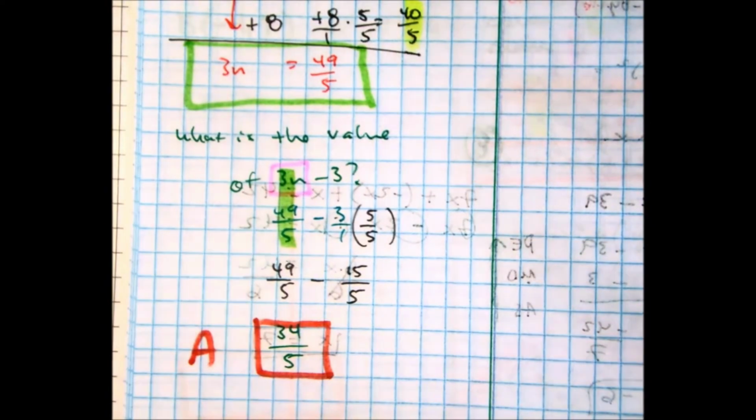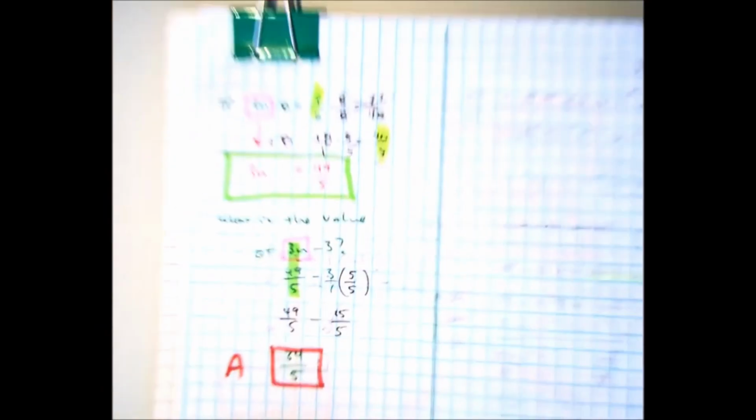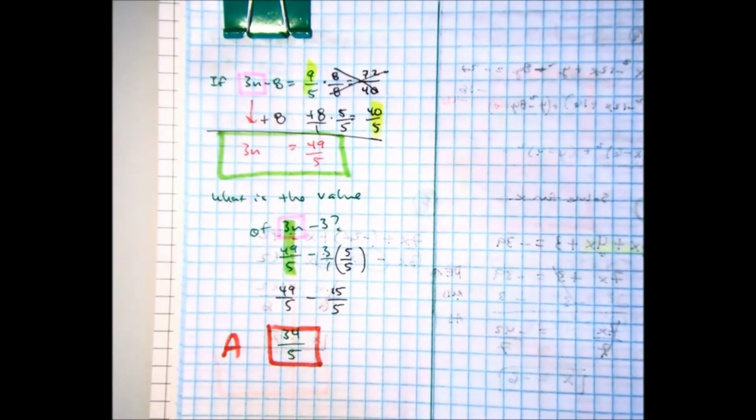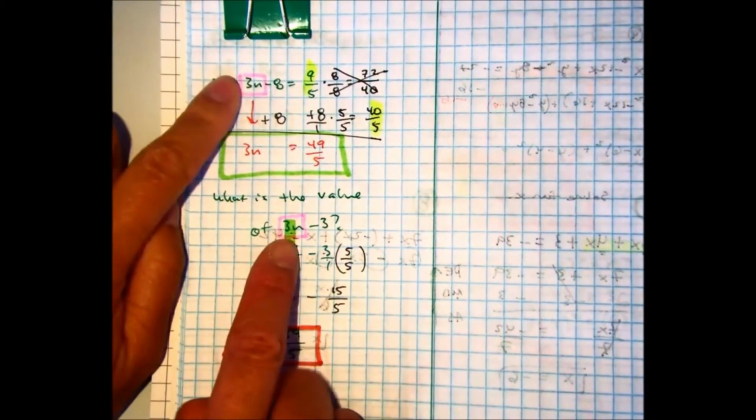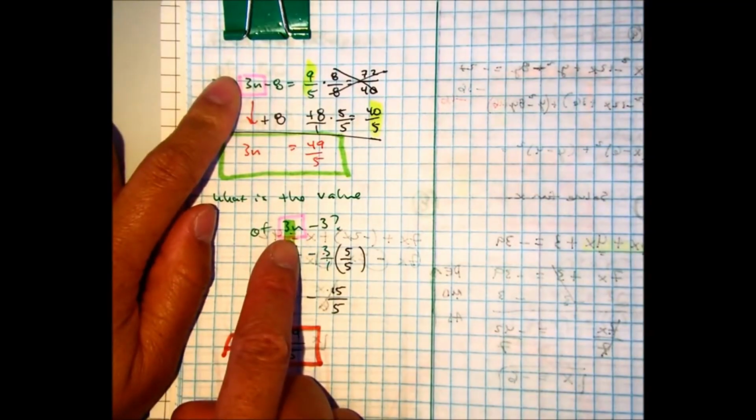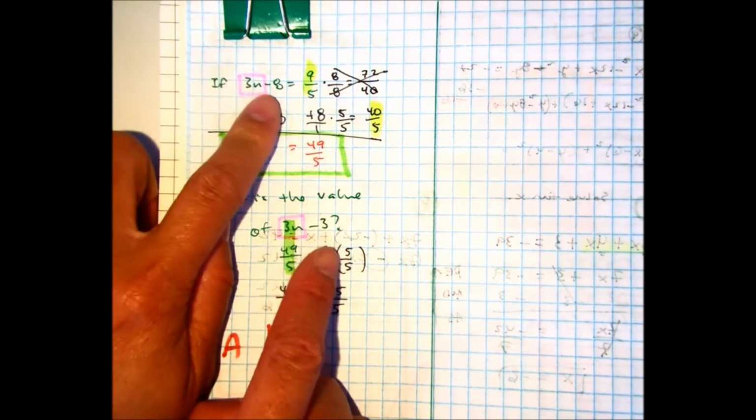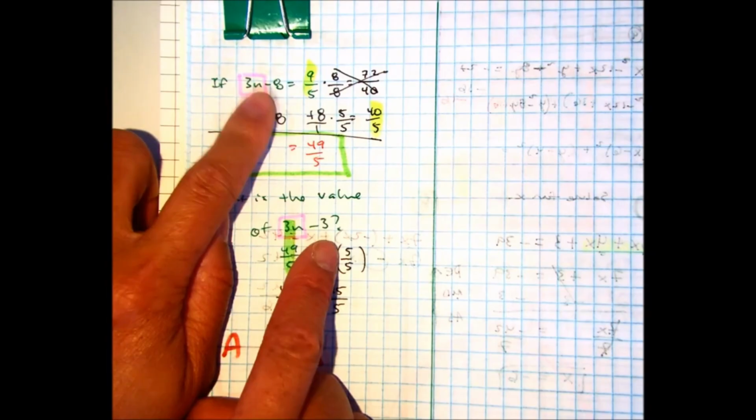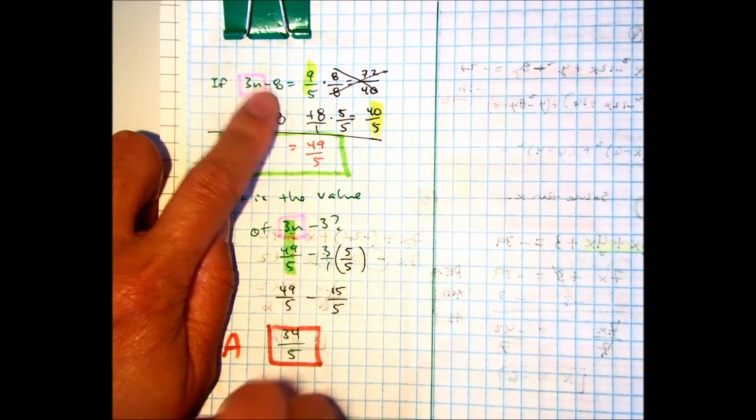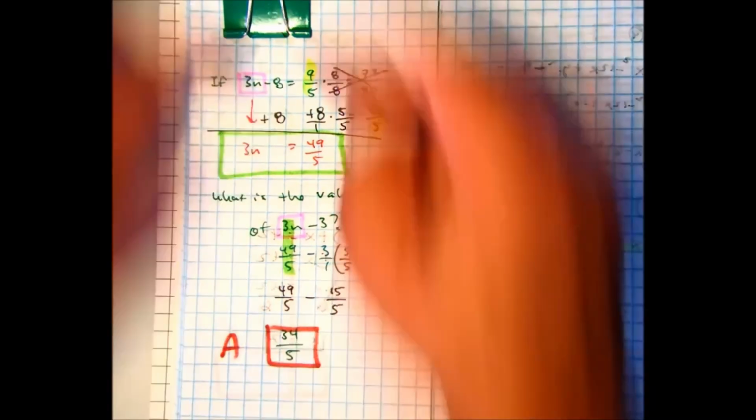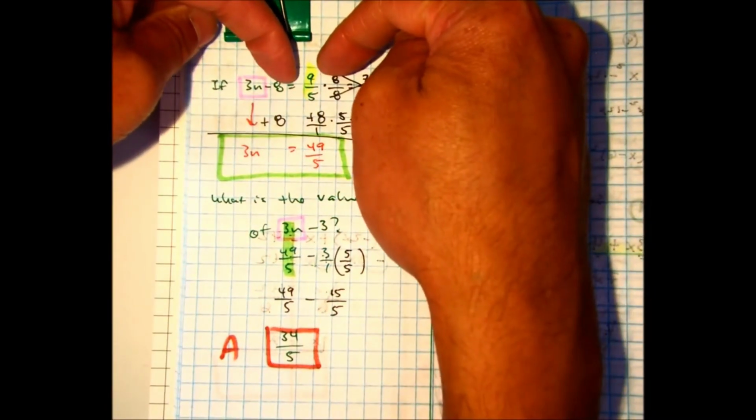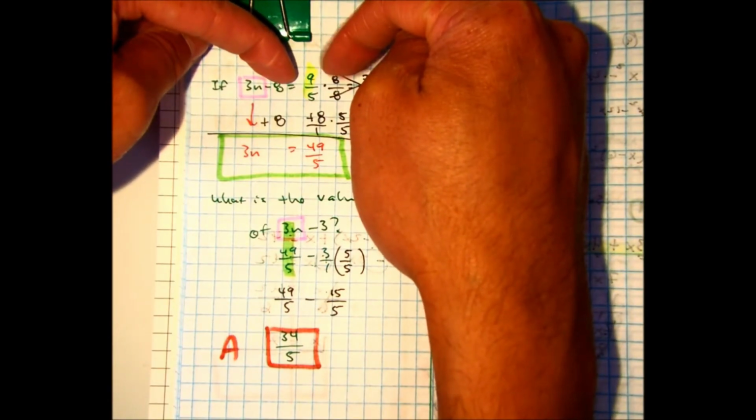Now, let me show you guys one more super fast way of doing the problem. This is the same 3n, and this is a minus 3. This is a minus 8. How do I get this to be a minus 3? You could have added actually 5 to both sides and then solve for n.